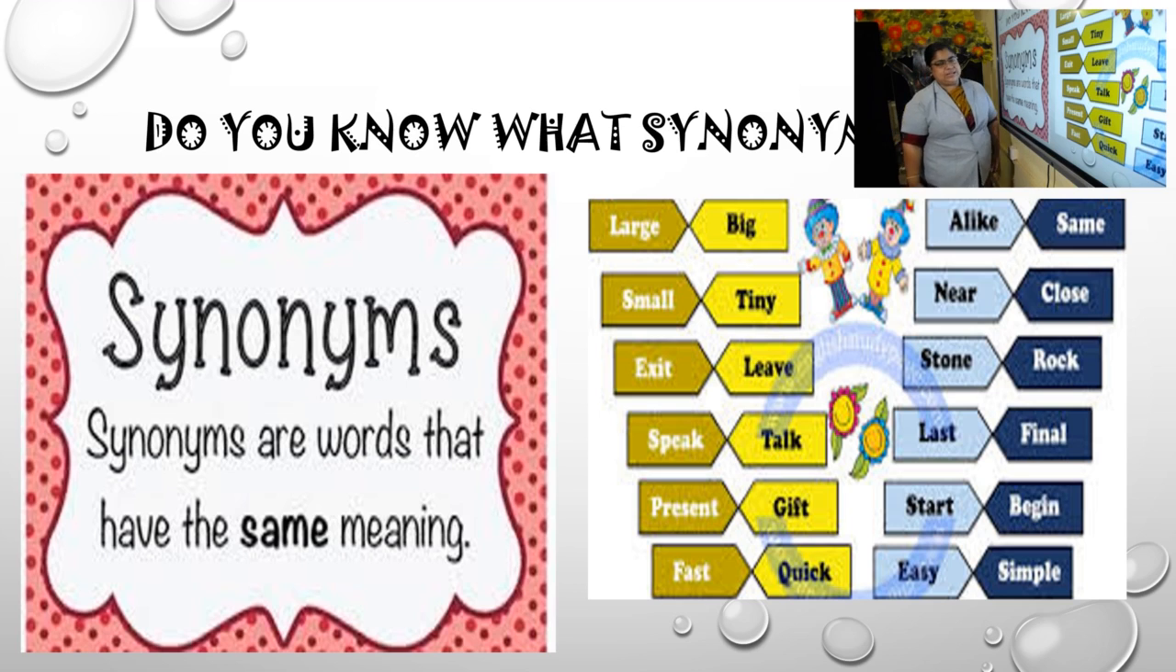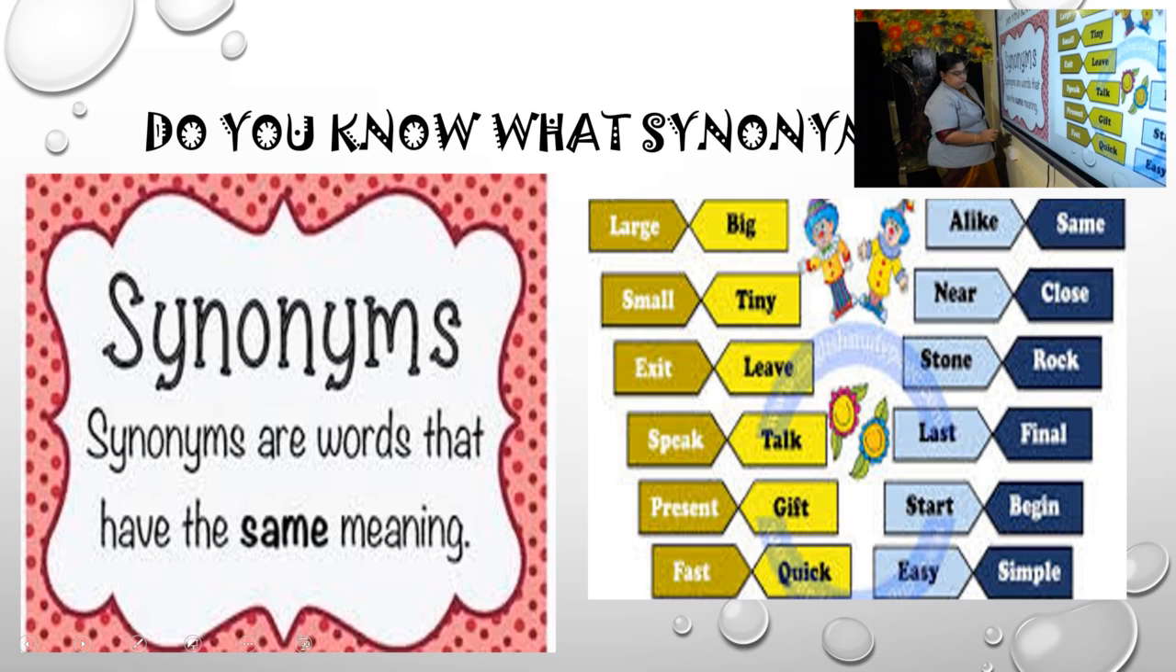Can we go to some of the examples? Look here, large. What does it mean? The big one. Large means big. Small, tiny. Exit, leave. Speak, talk. Present, gift. Fast, quick. Alike, same. Near, close. Stone, rock. Last, final. Start, begin. And easy, simple. We use all these words almost all the time, but unknowingly we don't know that they are synonyms, the words with the same meaning. That is what we call synonyms.